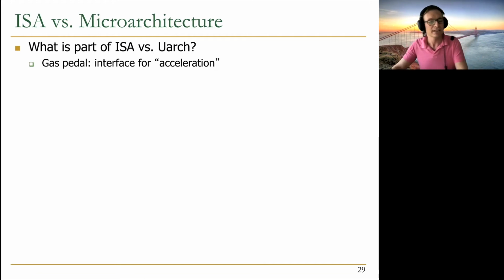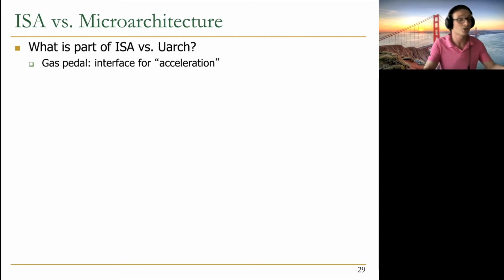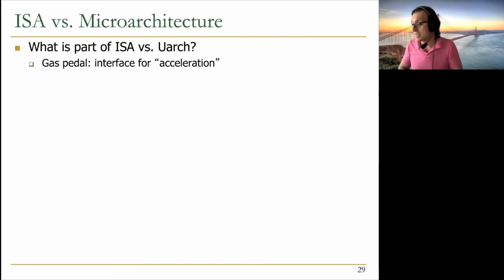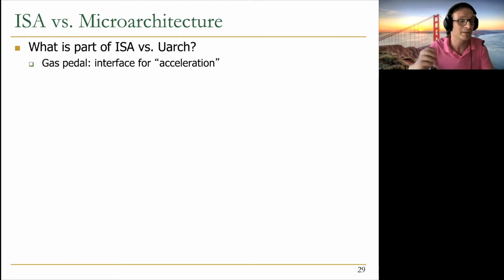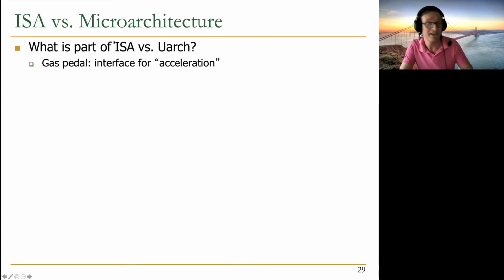Underneath, each car may have a very different way of implementing acceleration, right? You may have different sorts of engines. You may have even different power mechanisms, right? Electric power could be one way of enabling the acceleration. Gas power could be another way of enabling the acceleration. As a programmer, you don't care about any of those. As a driver, you don't care about any of those, right? You just care about the interface.